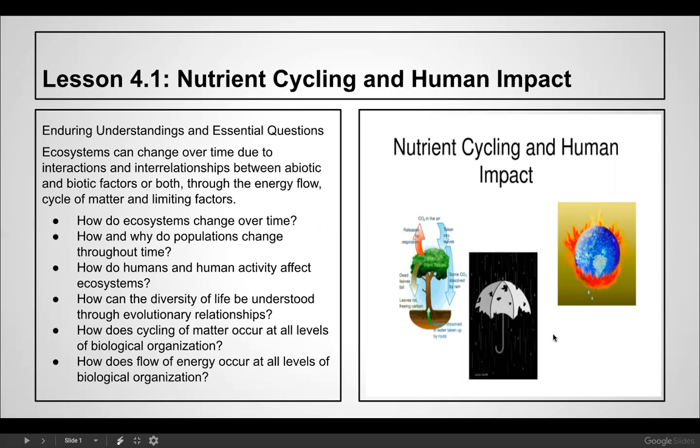How and why do populations change throughout time? How do humans and human activity affect those ecosystems? How can the diversity of life be understood through evolutionary relationships? How does cycling of matter occur at all levels of biological organization? And how does the flow of energy occur at all levels?